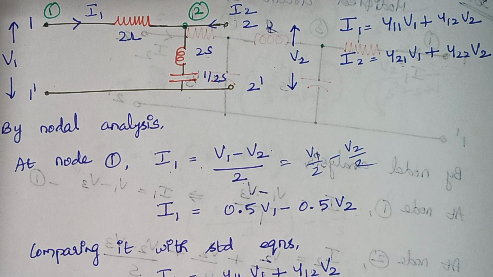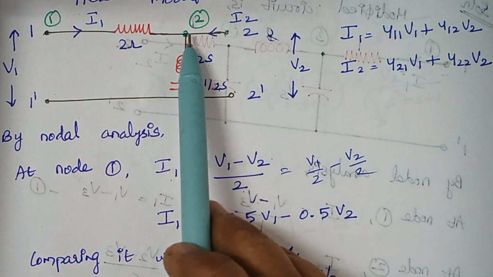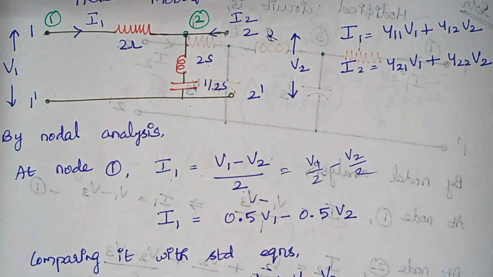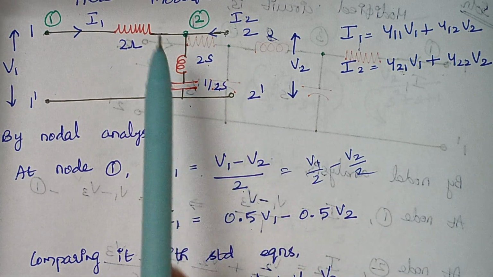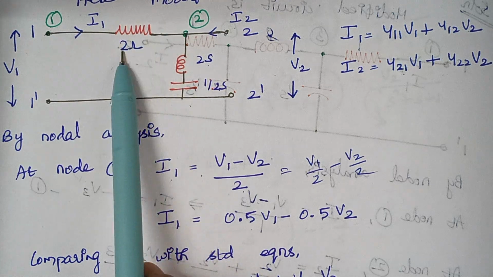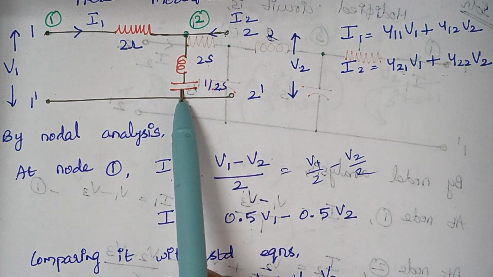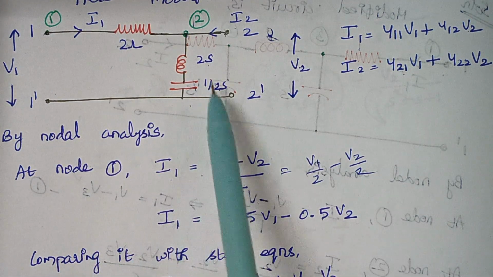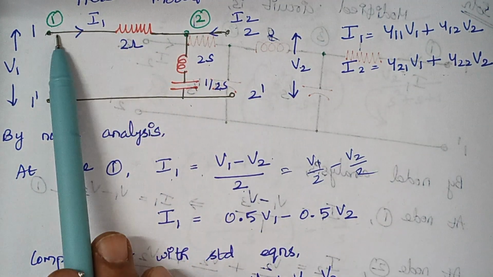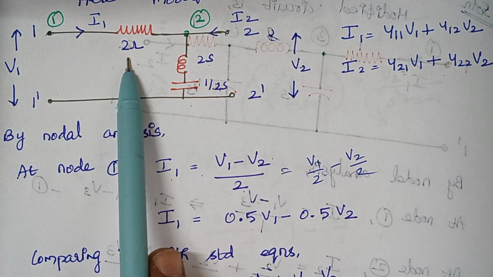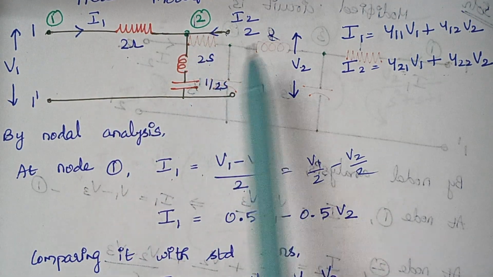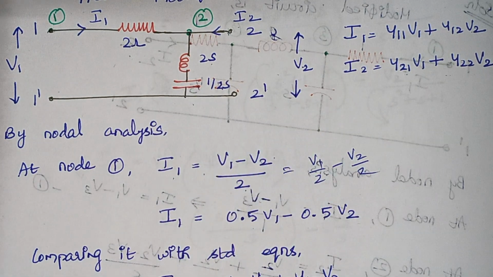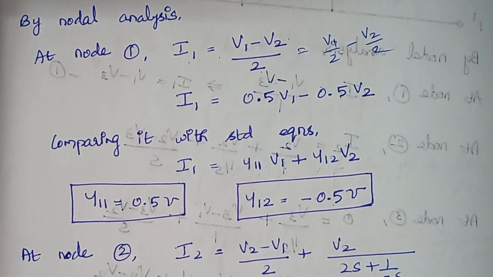So now we are going to write the nodal equation at node 2. When you look at node 2, what are all the elements that are connected with node 2? So here again this 2 ohm resistor is connected, and this inductor and capacitor are also connected. While writing the equations, it is (V2 minus V1)/2, right? And here it is V2 divided by this combination 2s plus 1/2s. So this is what I had written here.